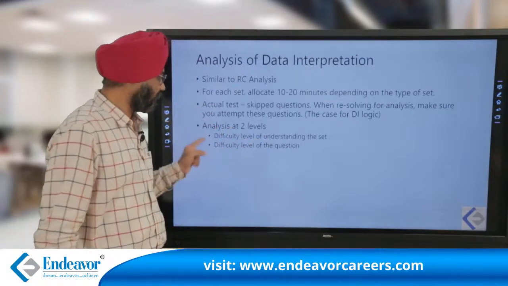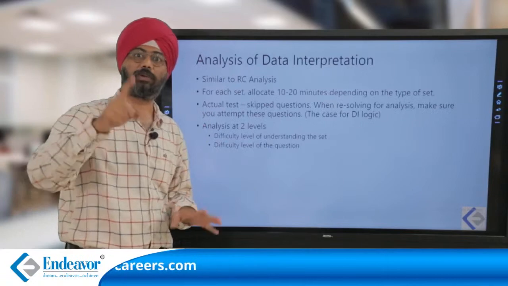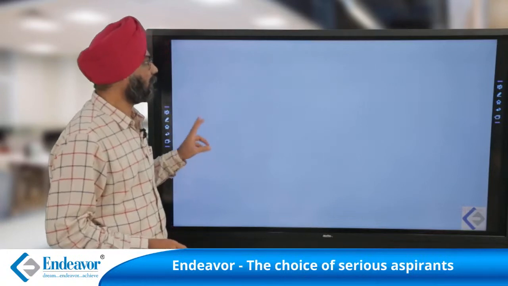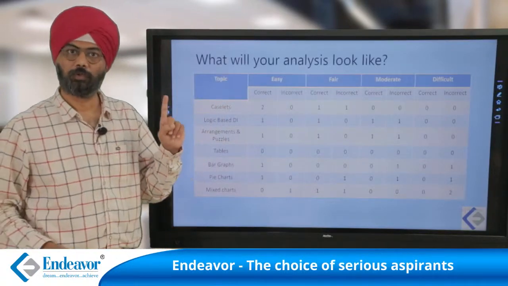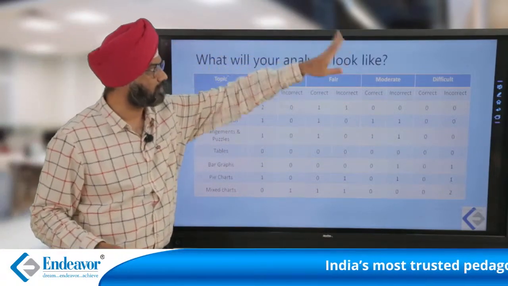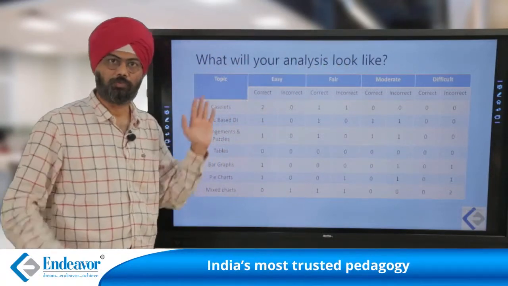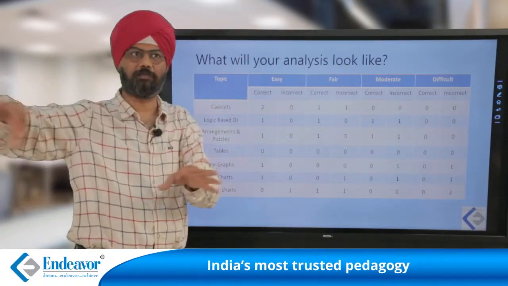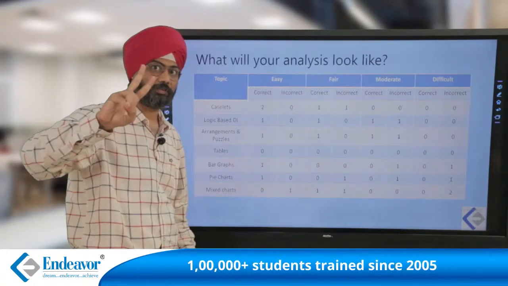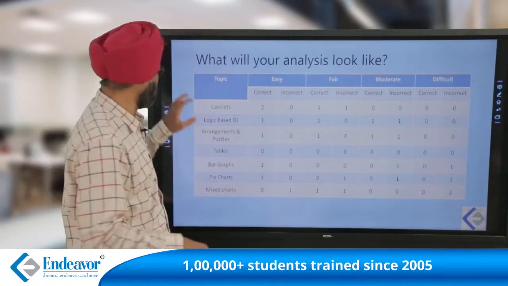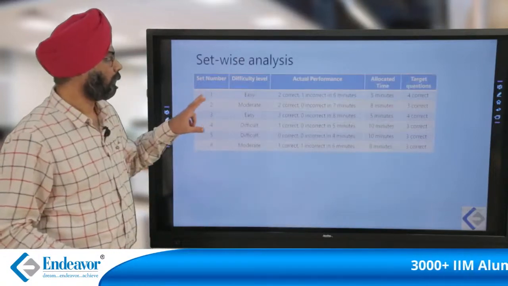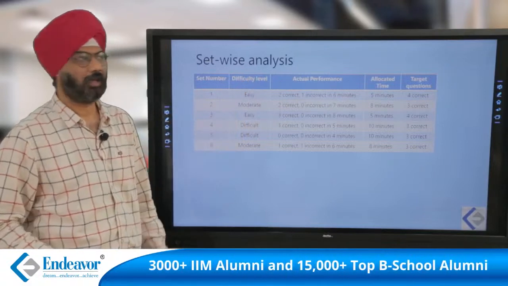Analysis at two levels. Difficulty level of understanding the set: sir, the set was easy, the question was tricky. Difficulty level of the question. Those are the two levels that you see in DI, and it will show you something like this. At the question level, sir, in caselets there were two easy questions, one fair question, one moderate, zero moderate questions and one difficult. Out of that, this is how I performed. Once you are done solving the entire DI section and you haven't attempted things that you were not taught, your analysis looks like this. I had said there are two levels of analysis. This is the first level, the question's difficulty level. My second level of analysis would be set-wise analysis. Sir, there were 6 sets. This is how much time I gave and this is what I got.